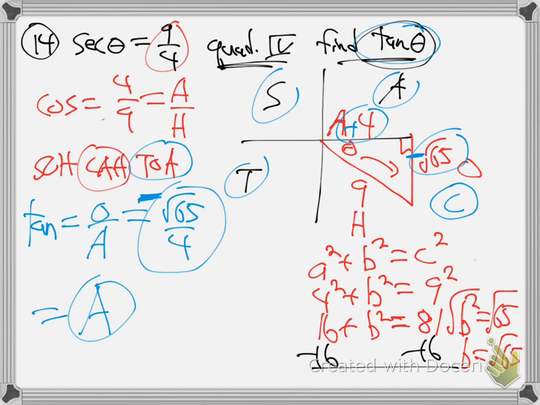So watch those signs, whatever quadrant you're in. In quadrant 4, just remember that tangent is negative in that quadrant, because according to "All Students Take Calculus," only cosine and its reciprocal, secant, are positive. Everything else is negative. Tangent's negative. Answer A. So that's number 14. Two more. Number 15.